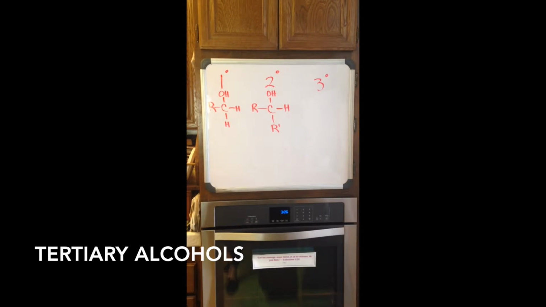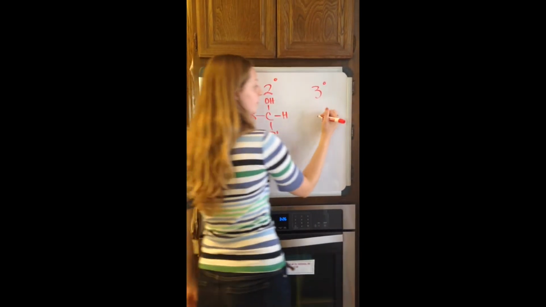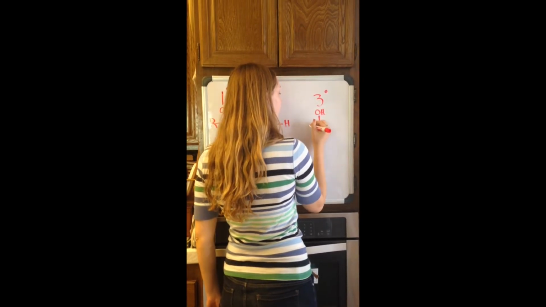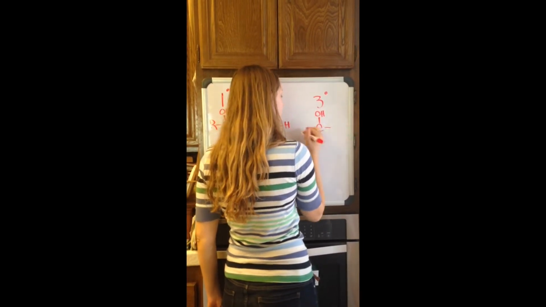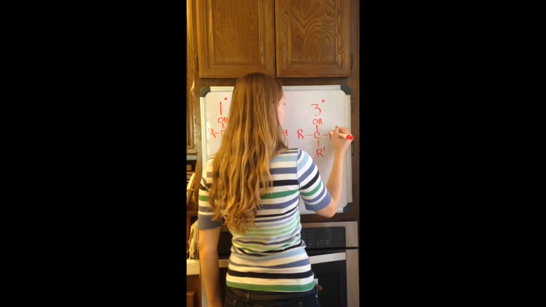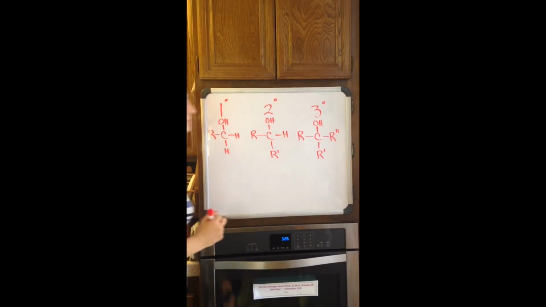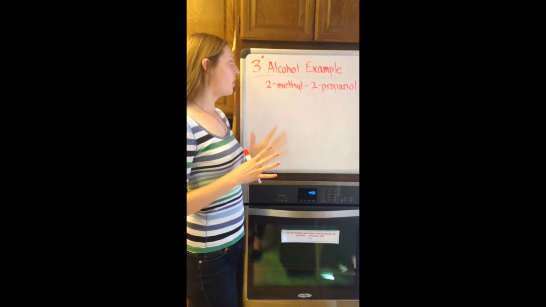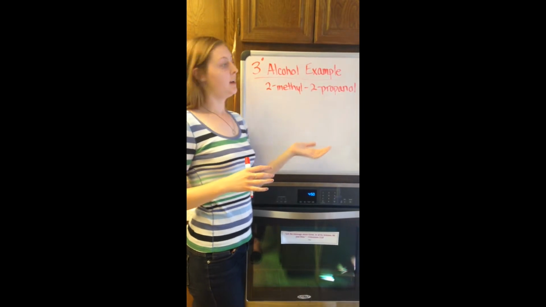A tertiary alcohol is where the carbon atom that is carrying the OH group is attached to 3 other carbon atoms: R, R prime, and R double prime. An example of a tertiary alcohol is 2-methylpropanol.